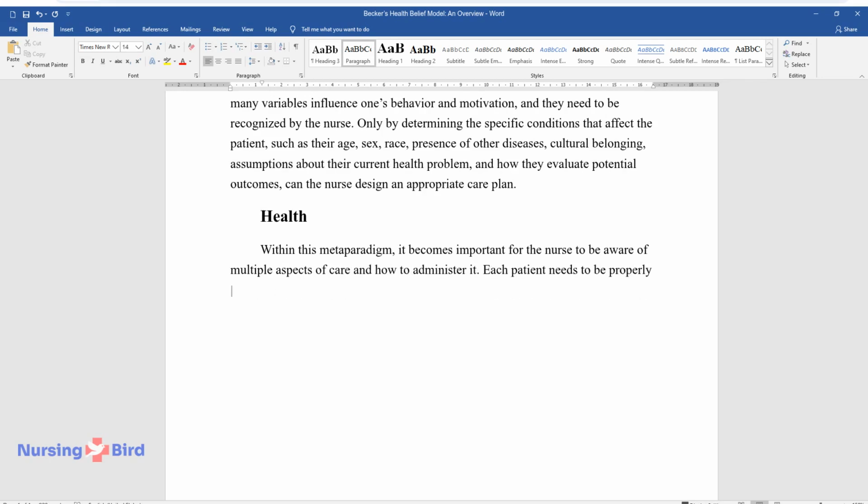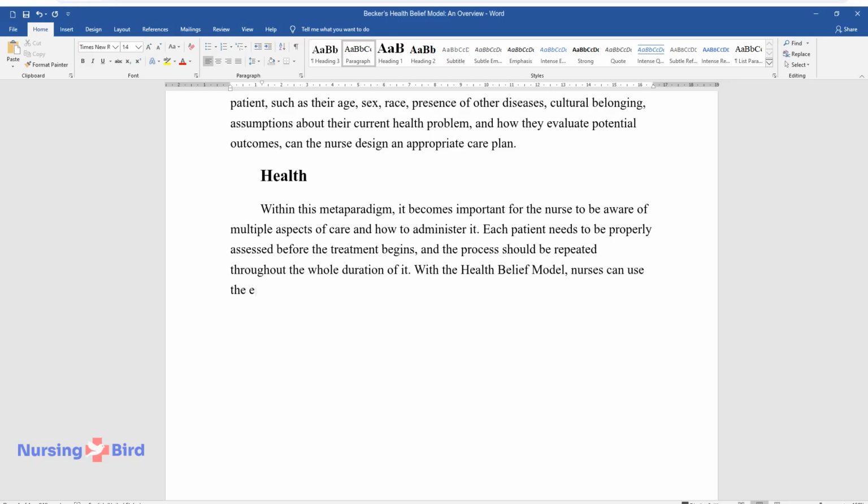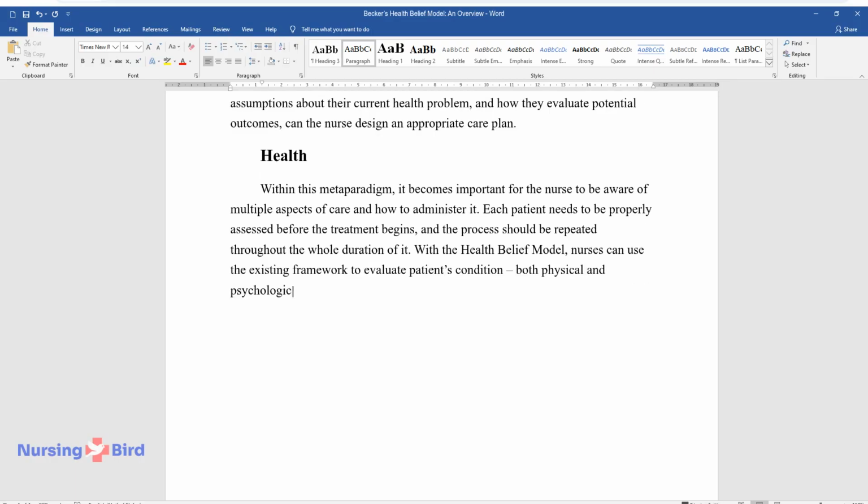Each patient needs to be properly assessed before the treatment begins, and the process should be repeated throughout the whole duration of it. With the health belief model, nurses can use the existing framework to evaluate patients' condition, both physical and psychological, and incorporate this knowledge into everyday care.